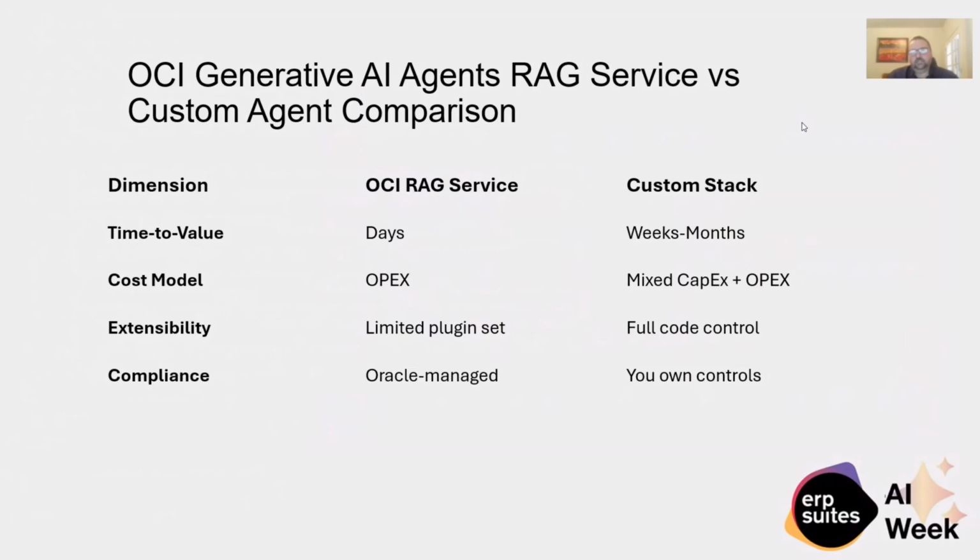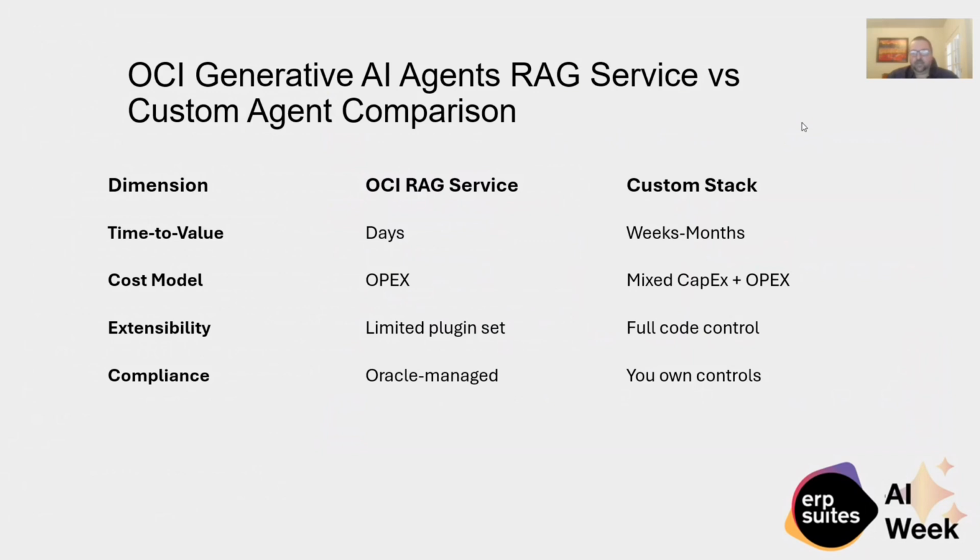OCI generative AI agents, the benefits of the RAG service in OCI versus a custom agent that you might build yourself. The OCI RAG service could take days to implement. A custom stack, if you have to build your own servers and choose all the software solution, might take weeks or months. Cost model OpEx, again, being pay as you go.